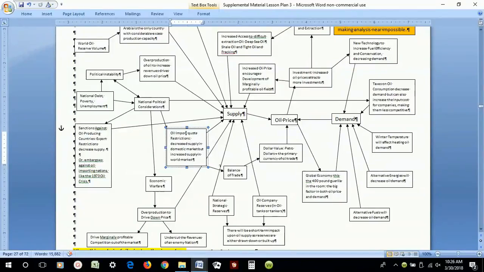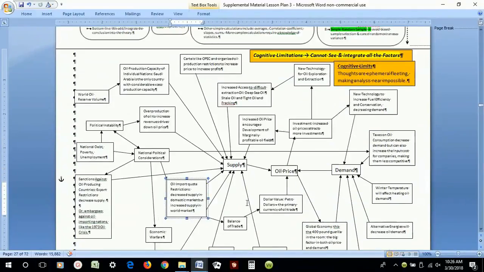But this can affect the balance of trade, which can affect dollar values, right? Petrodollars equal the primary currency. Okay, so that's another factor, the petrodollar, right? What do I have here? Okay, national strategic reserves. Okay, so I think I'll come back to this.